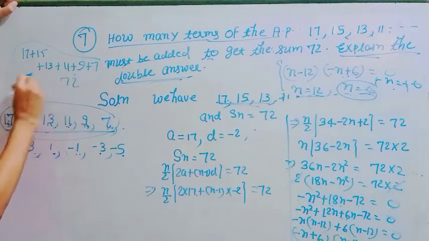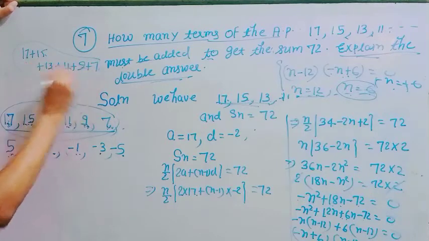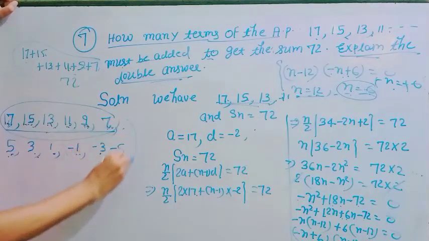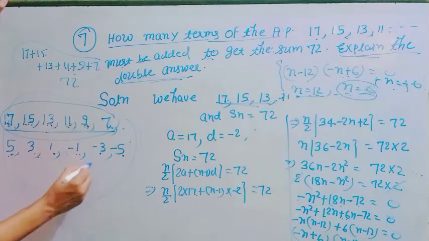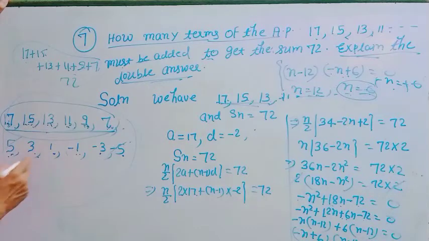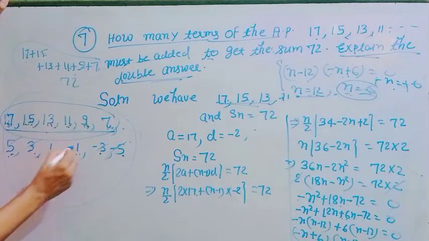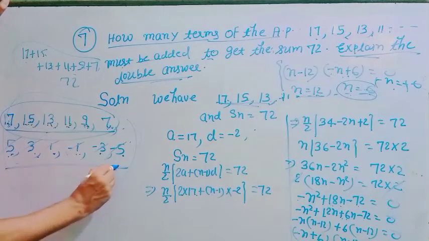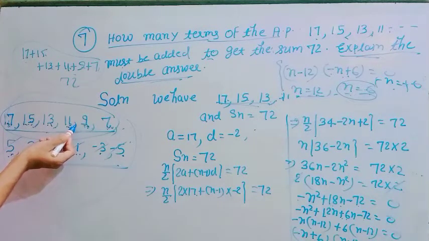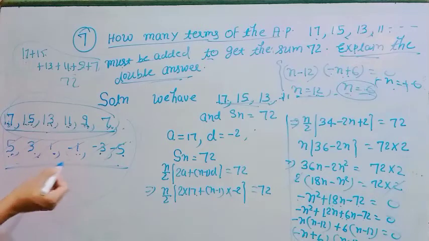The number of terms is only 6. But when you add all 12, we also get 72. Why? Because when you add 12 terms, minus 5 cancels with plus 5, 3 cancels with minus 3, and minus 1 cancels with 1. So when we add 12 terms, it is also 72. That is clear, and it is the explanation of the double answer.